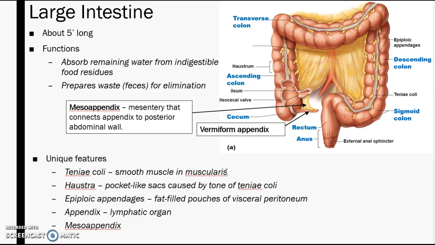Then there is the appendix itself, which is part of the immune system. It's, remember, a lymphatic organ. Extends from the cecum. And the mesoappendix is also listed there. It's really not an organ. It is actually mesentery that connects the appendix to the posterior abdominal wall, so don't get that confused as an organ.